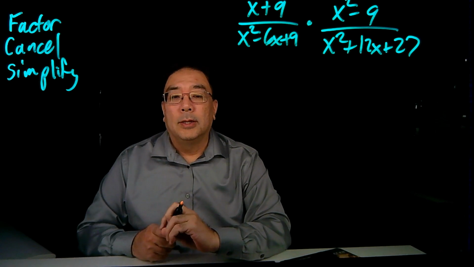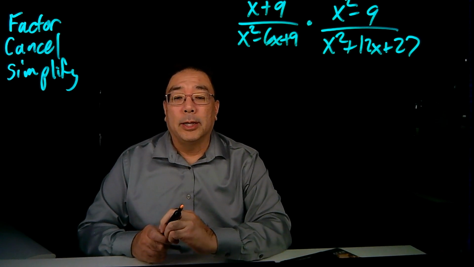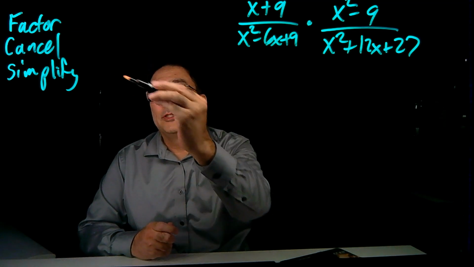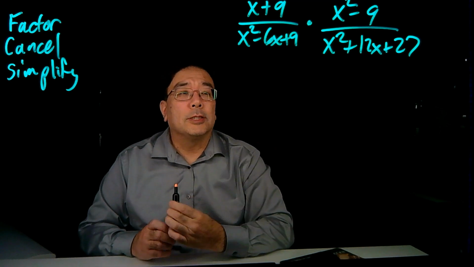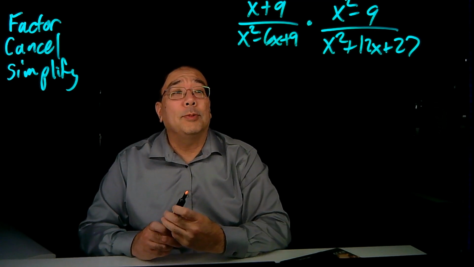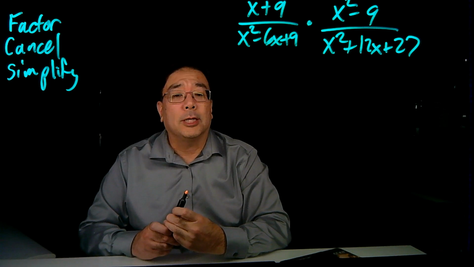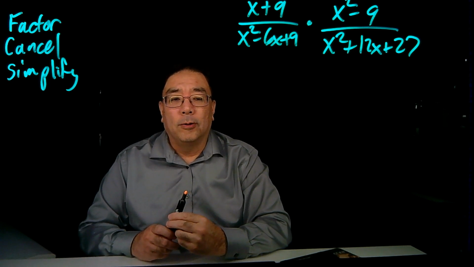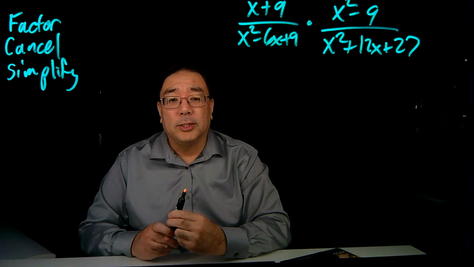Hi everyone. Let's look at this example of multiplying two rational expressions. As you see, there are three steps: you factor, you cancel, you simplify. So we look at this example. If we have (x + 9) over (x² - 6x + 9) times (x² - 9) all over (x² + 12x + 27).